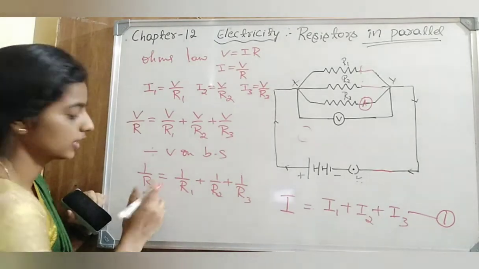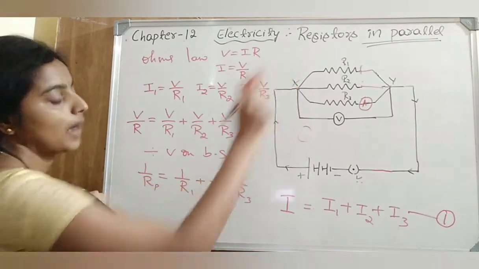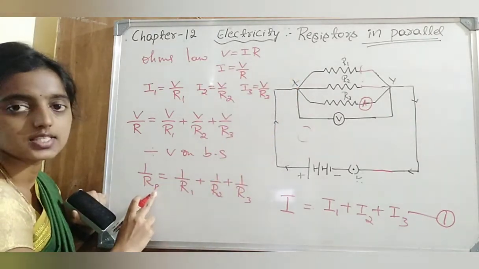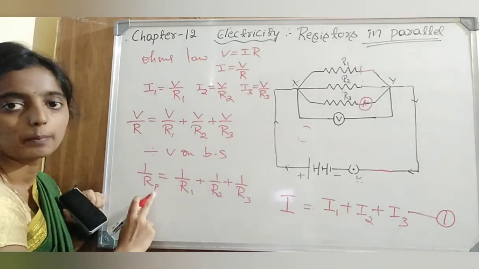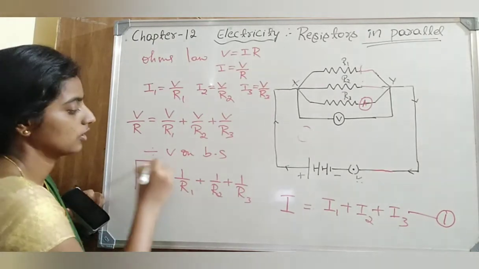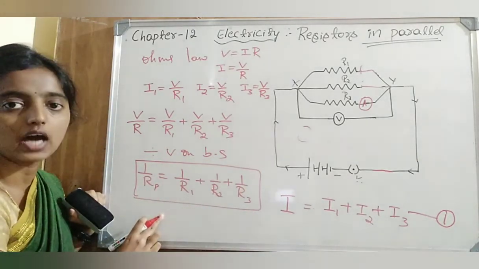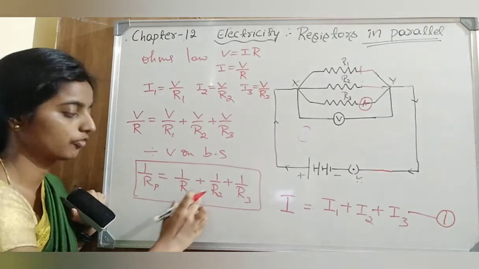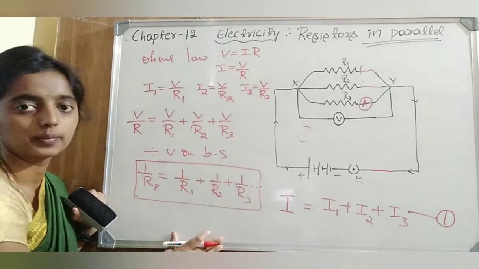This R we can call as Rp since we are studying under parallel. P indicates parallel, S indicates series. This is called the equivalent resistor of parallel. Therefore, the formula for resistors in parallel is 1 by Rp is equal to 1 by R1 plus 1 by R2 plus 1 by R3, and so on.